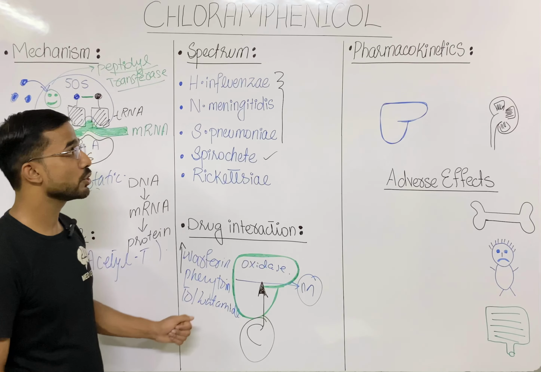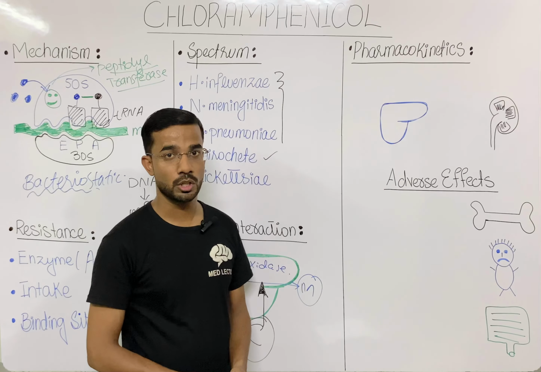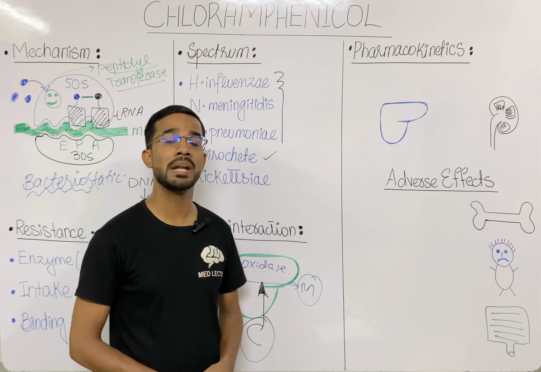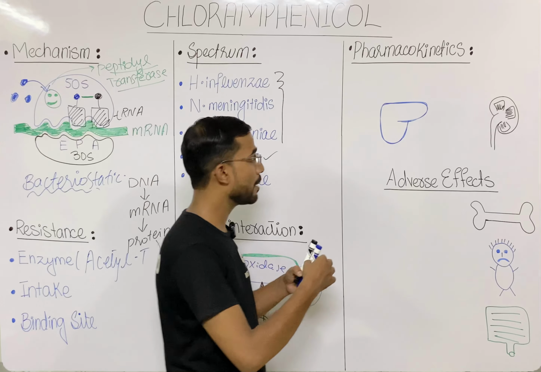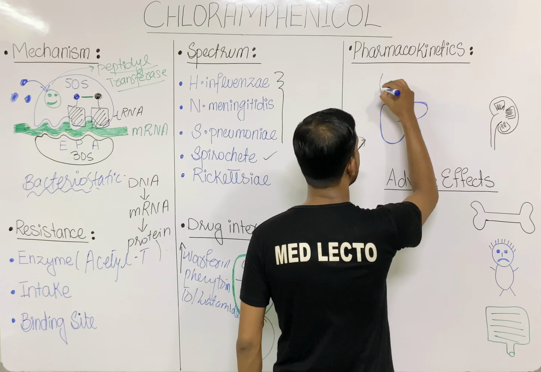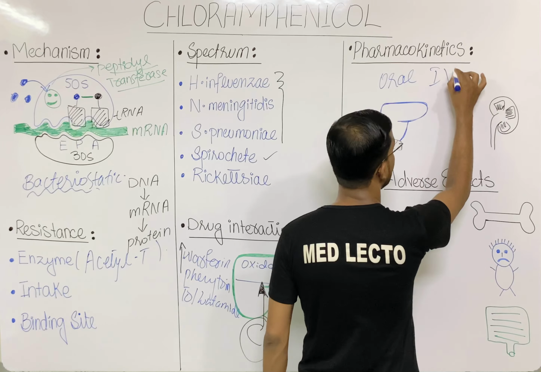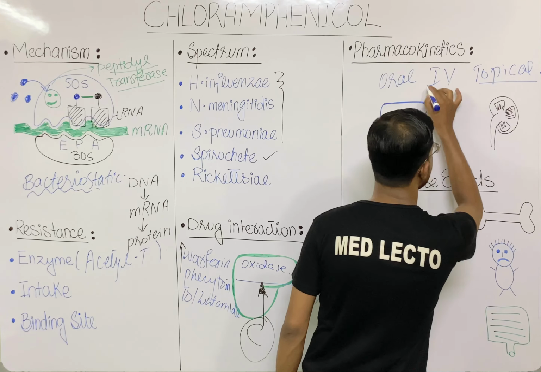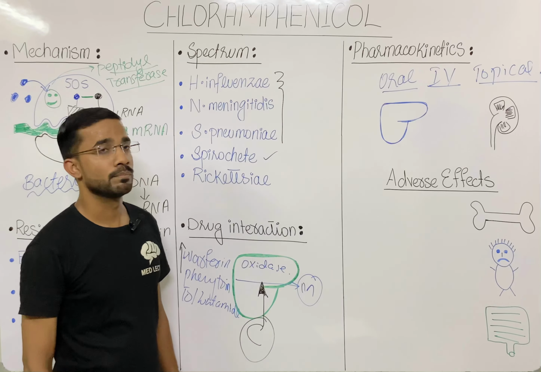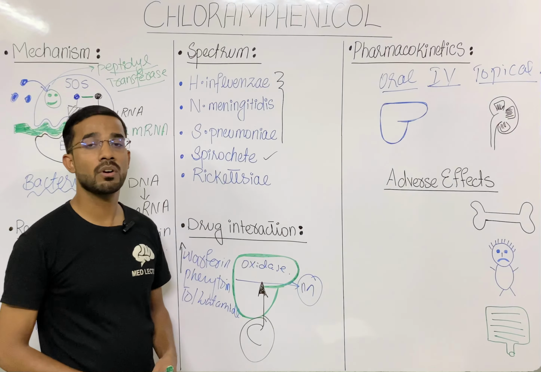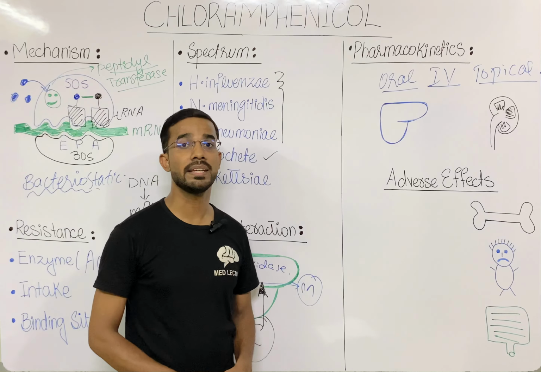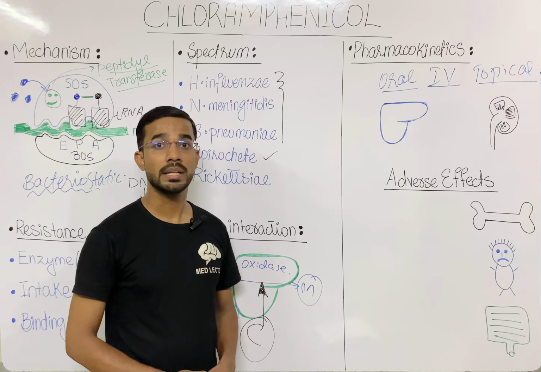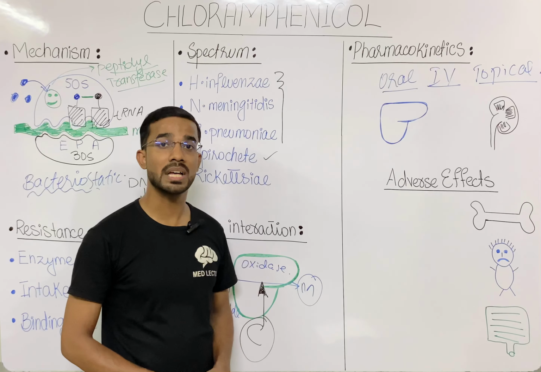Next, if we look at the pharmacokinetics, most important, chloramphenicol can be taken through the oral route, IV route, and the topical route. So here are the different routes: the oral route, IV route, and the topical route. And most important, chloramphenicol is inactivated in the liver. The most important enzyme that does this work is glucuronosyl transferase.